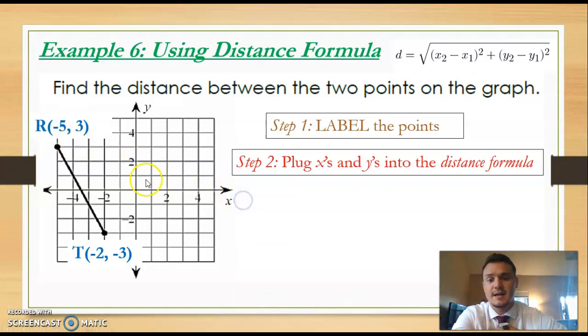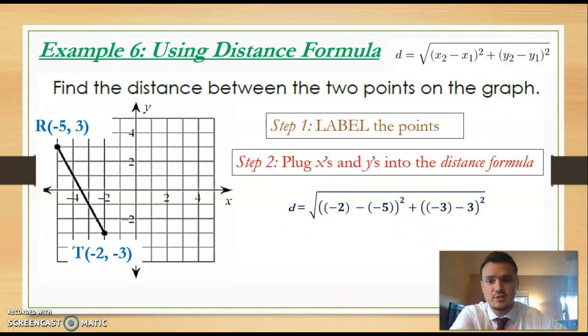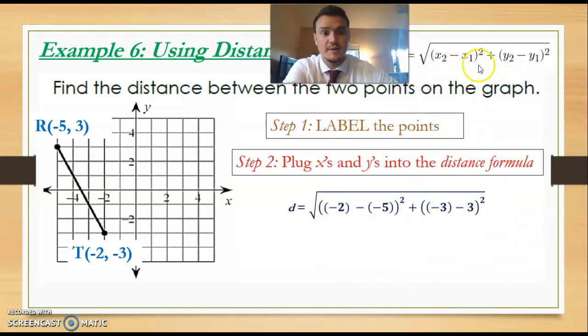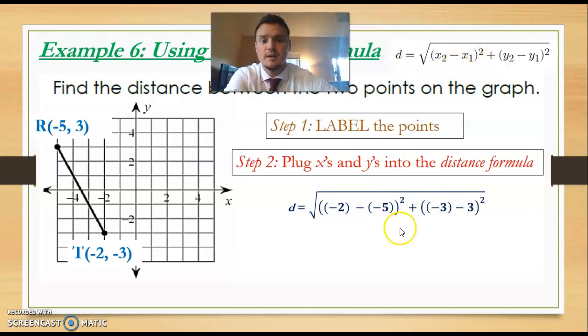So if I were to calculate this out, I would use R as my point 1, meaning that its x value of -5 would go right here, and its 3 would go right here. But again, it's pretty straightforward. All you're doing is plugging in your x's into where they go in the formula for distance, and we'd have -2 minus a -5, squared, plus -3 minus 3, squared. We would then simplify. -2 minus a -5. Anytime that you're subtracting a negative, it's really addition. -2 plus 5 is 3. And then we have -3 minus 3 is -6.